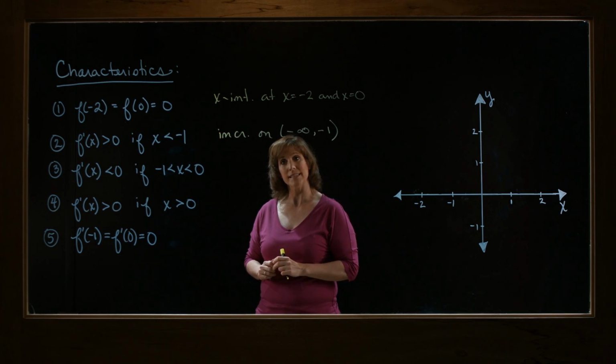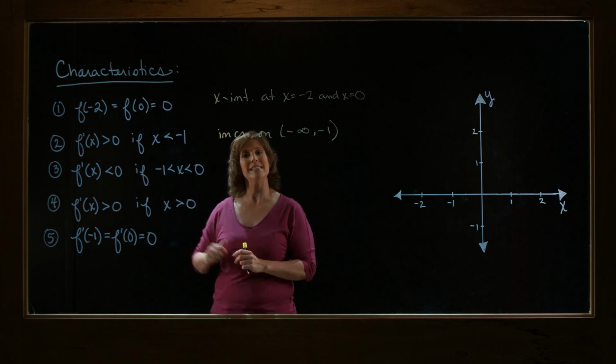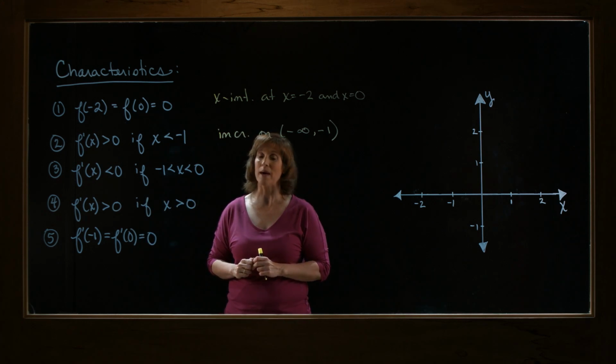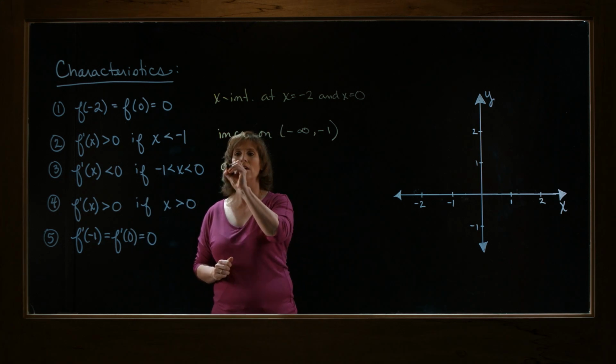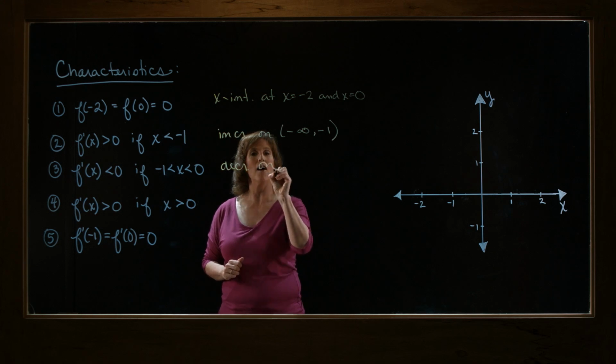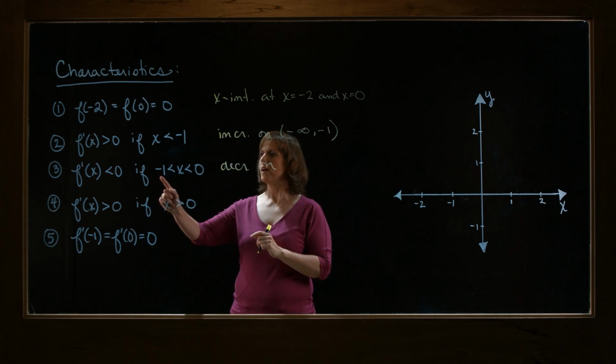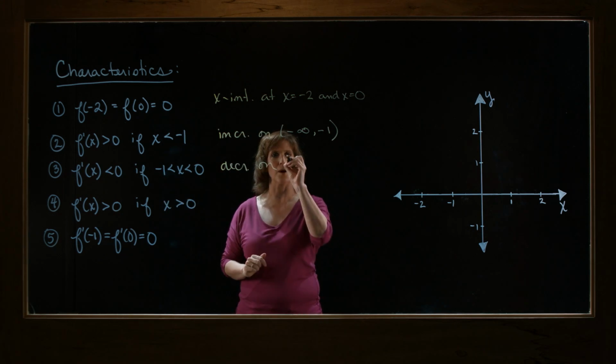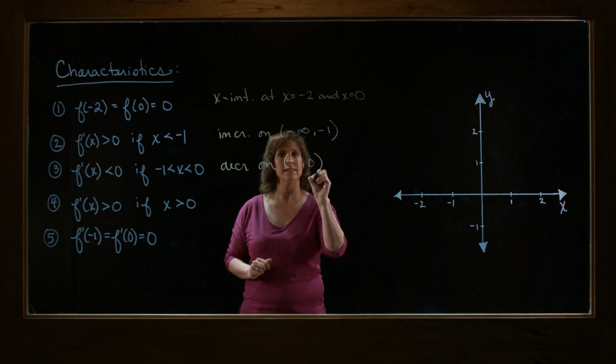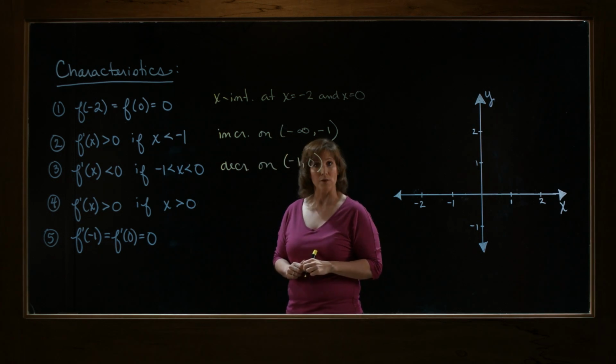The next characteristic is similar. It's just that the derivative is negative. When the derivative is negative, that means my function is decreasing. So I'm decreasing on an interval. Which interval? Anything between -1 and 0. So from -1 to 0, I'm going to be decreasing.